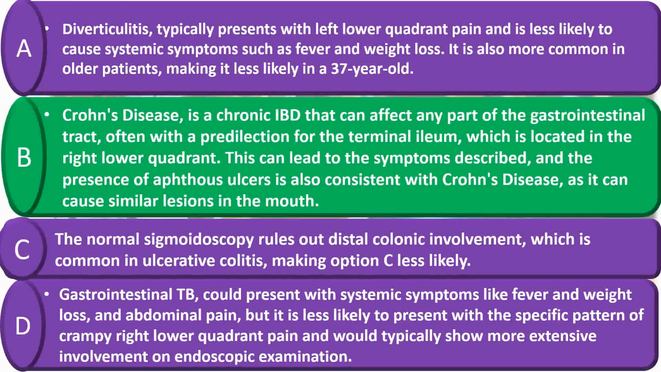It accounts for the patient's systemic symptoms, the location of the pain, the presence of aphthous ulcers, and the lack of findings on sigmoidoscopy, which is consistent with Crohn's disease's ability to affect the gastrointestinal tract in a patchy and discontinuous pattern. The elevated white blood cell count and decreased hematocrit level further support the diagnosis of an inflammatory condition like Crohn's disease.